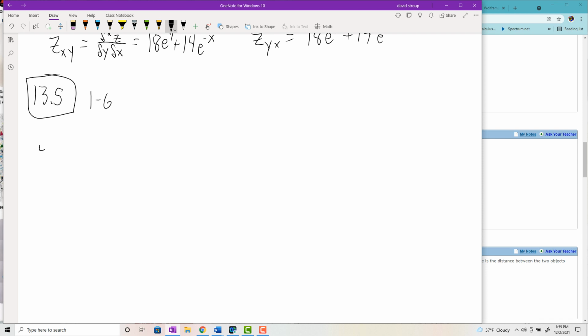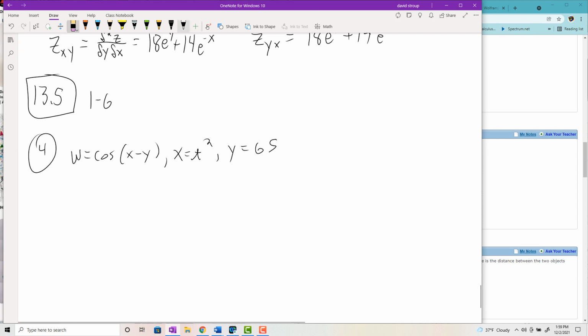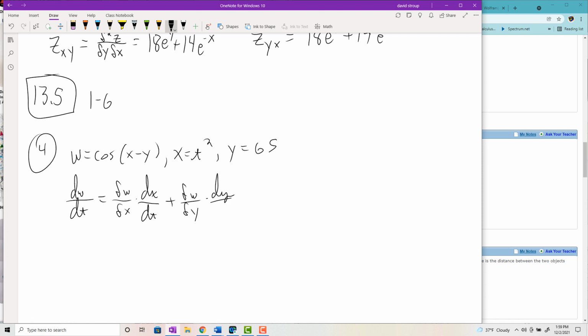Anyways, I'll look at number 4. W equals cosine of x minus y. You have x equals t squared, and then y equals 65. So I need the derivative of w with respect to t. And the way to pull this off is the chain rule. So first you would do the partial of w with respect to x times the derivative of x with respect to t, plus the partial of w with respect to y times the derivative of y with respect to t. Okay. Then we just plug stuff in.